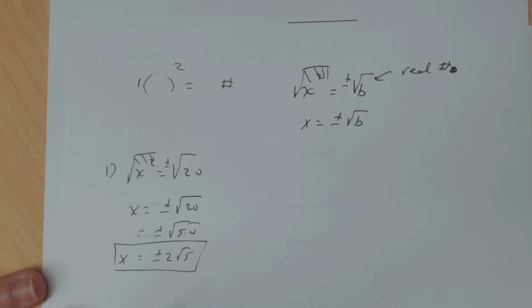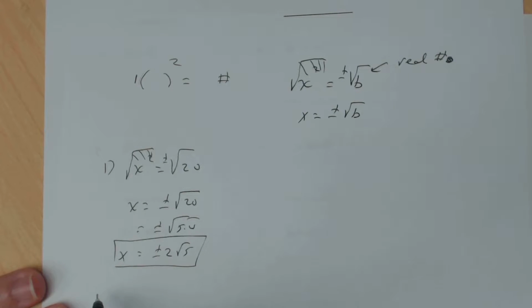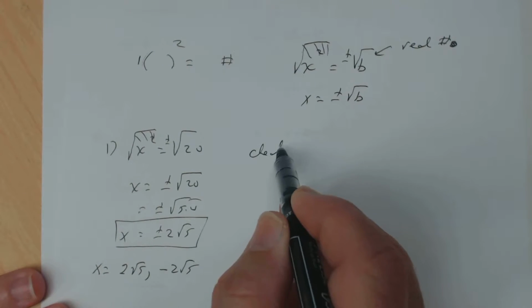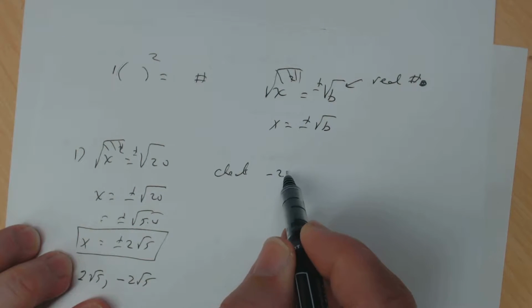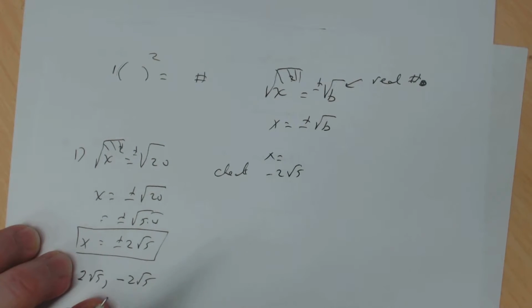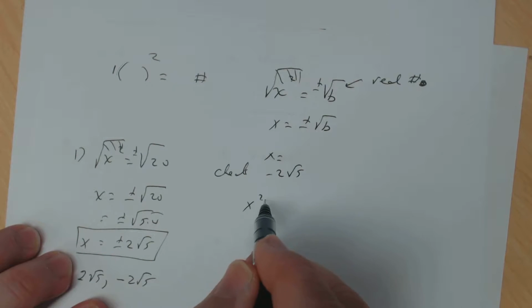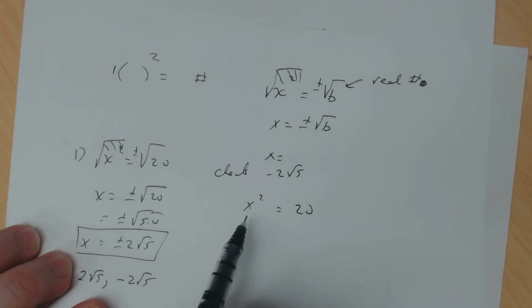So the left side will equal 20. Now in my math lab, remember, they're going to ask you to write it as two separate solutions using a comma. So you're going to say x equal 2 square root of 5, comma, negative 2 square root of 5. Now if you want to check, let me just show you how to check one of them. Let's check negative 2 square root of 5 and see if that works. We'll go back to the original, just to remind you. Always go back to the original equation.